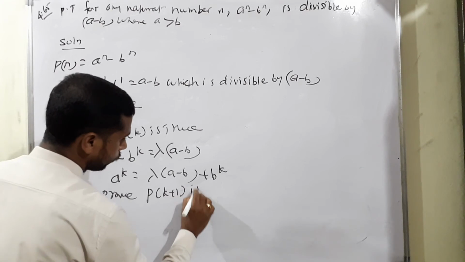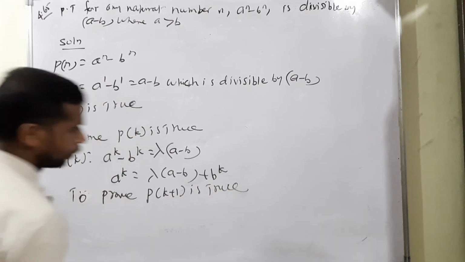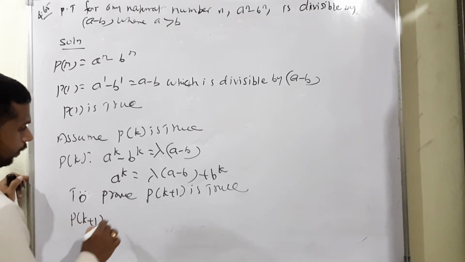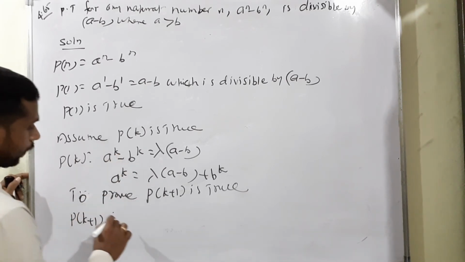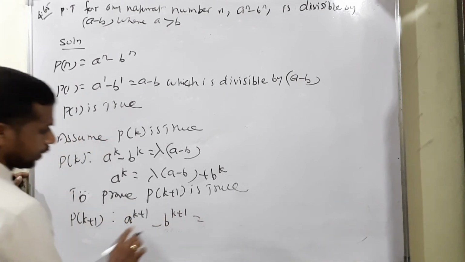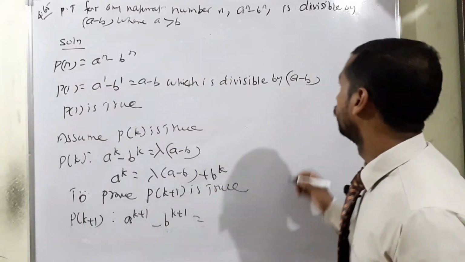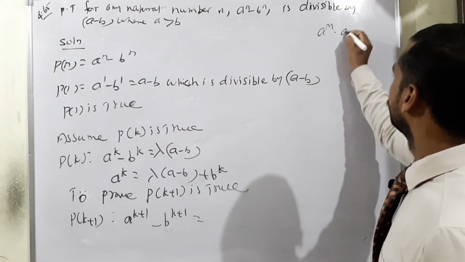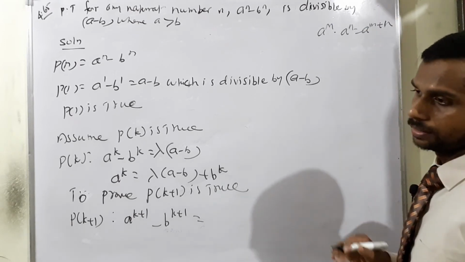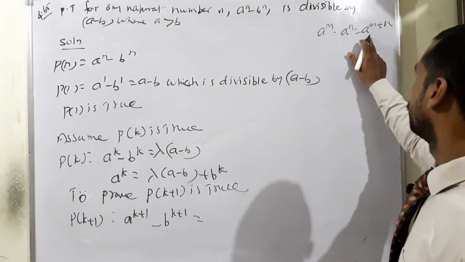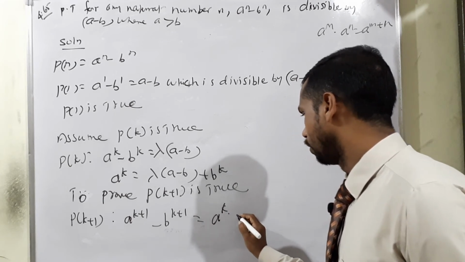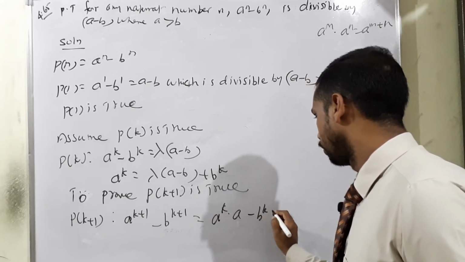So, now next one we have to do to prove p of k plus 1 is true. So, p of k plus 1 is true means p of k plus 1, instead of power k we can write it a power k plus 1 minus b power k plus 1. This is how to expand. Already we know a power m into a to the power n means a to the power m plus n. Already this is called law of indices. How to expand? So, a to the power k into a, then minus b to the power k into b.